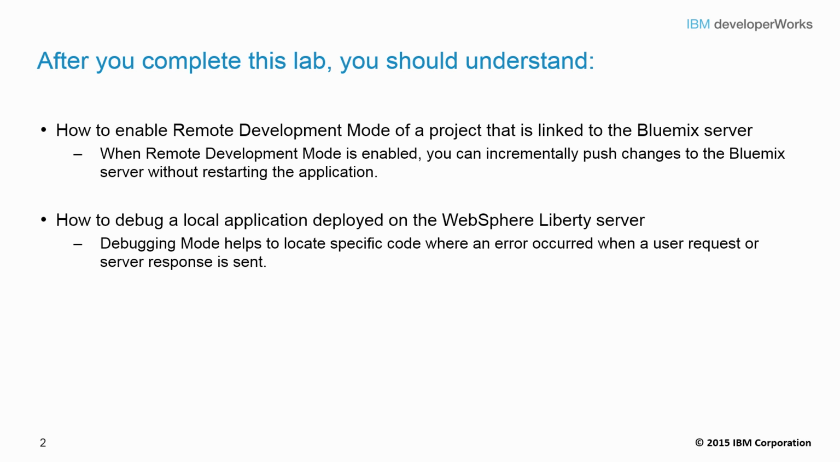After you complete this lab, you should understand how to enable remote development mode of a project that is linked to the Bluemix server. This allows you to automatically push your incremental changes to the Bluemix server without restarting the application. You should also understand how to debug a local application deployed on the WebSphere Liberty server. This will help you with debugging locally and figuring out your errors while you do development.